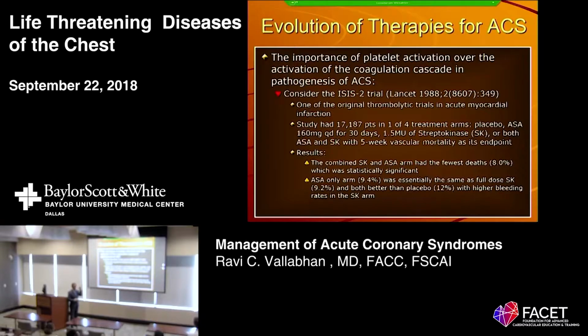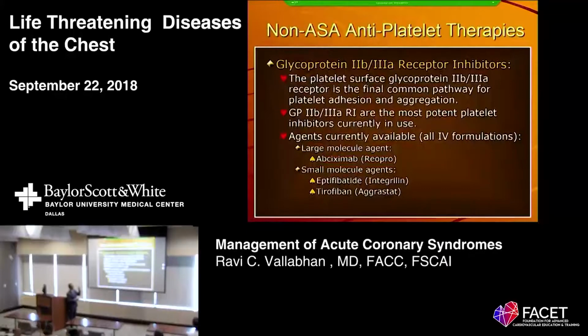And somebody got the light bulb going, realized that the primary event triggering coronary occlusion is not thrombus mediated by your coagulation test, but by your platelets. That was what led to the development of the GP IIb/IIIa receptor inhibitors. This is the final common pathway by which platelet aggregation occurs. And this was really the first really strong antiplatelet drug we had outside of aspirin, and really changed the management.